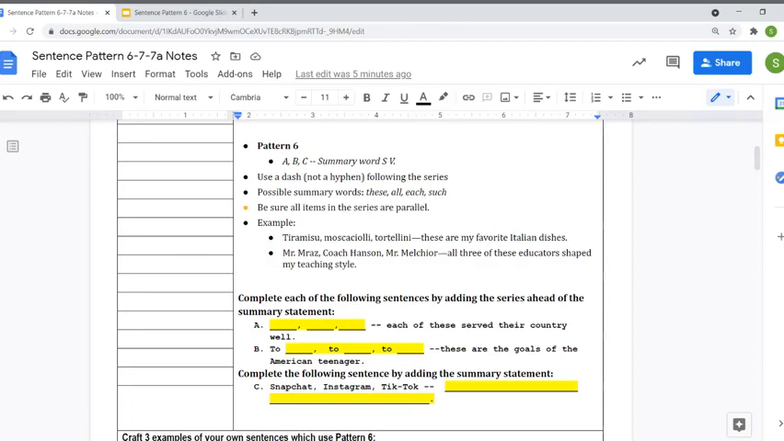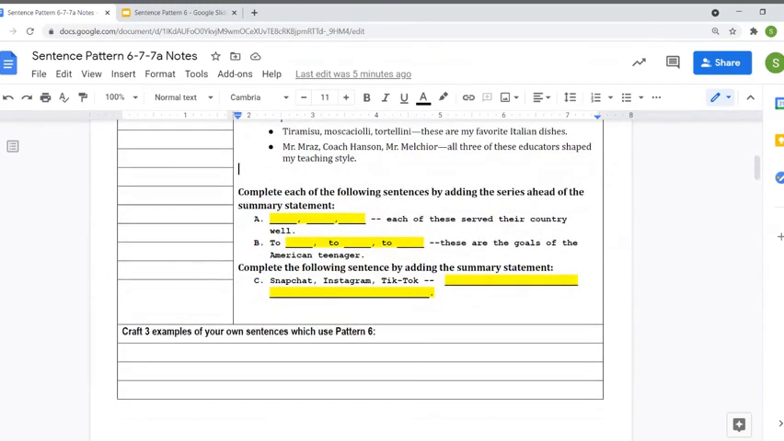Whereas item C, you have the list, you have the series, and you're asked to add the summary statement. When you craft your 3 examples using pattern 6, make sure your series or your list is at the beginning of each sentence, followed by a dash, followed by a summary word, and a complete independent clause. When you're finished, go ahead and share it with your teacher or ask for feedback.